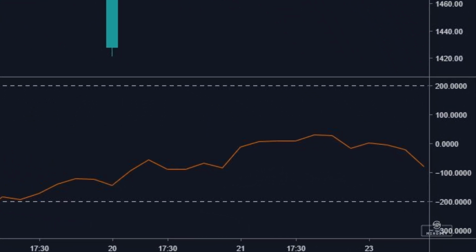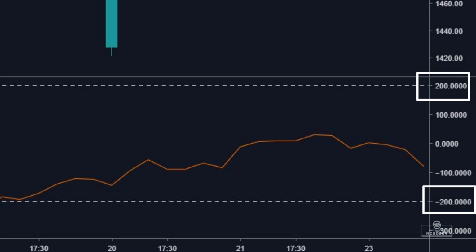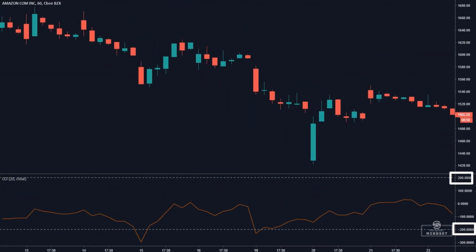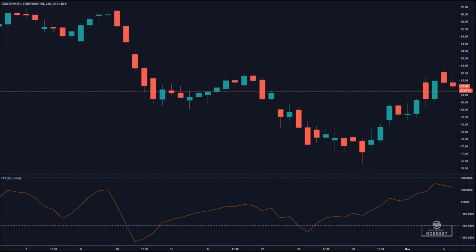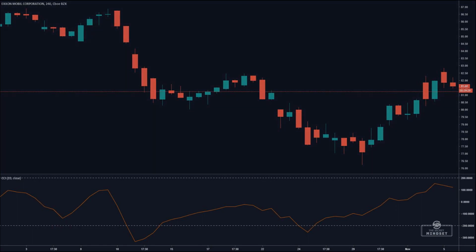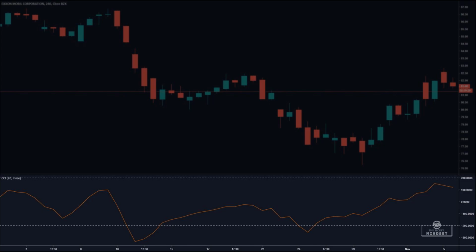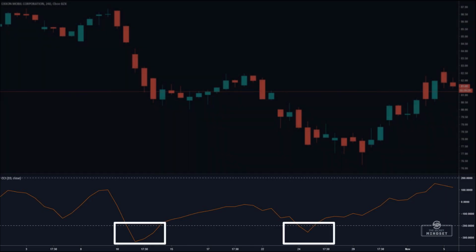Also, we will use values of 200 and -200 for these levels to eliminate most of the noise. In this NVIDIA chart, observe the CCI reaching oversold conditions twice, respectively the -200 level. Here's the same condition met on an ExxonMobil chart. The CCI reached the -200 level once and another time 2 weeks after.